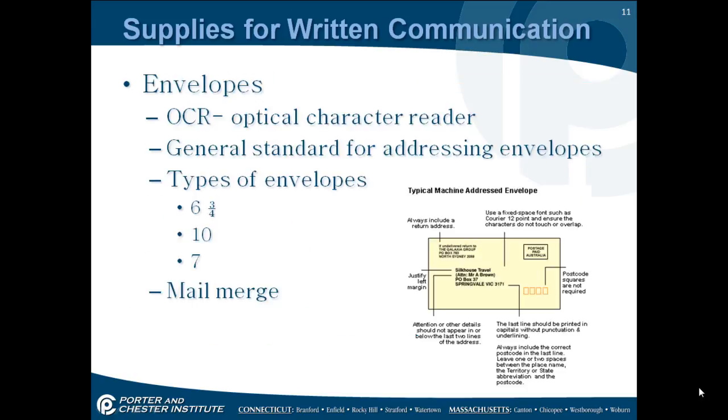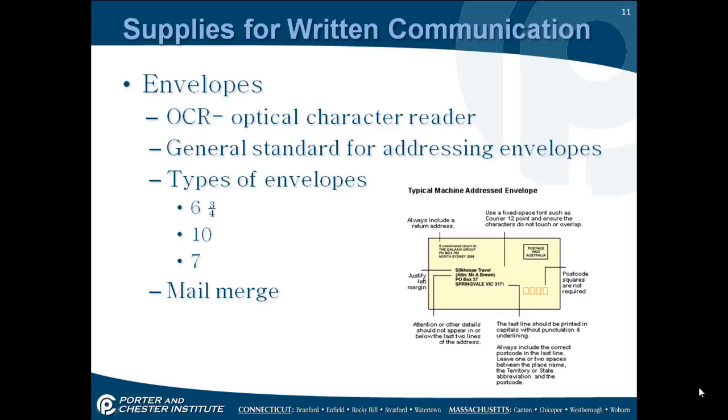Envelopes. Optical Character Reader. OCR. The United States Postal Service suggests that addresses on letters mailed need to be machine printed, uniform to the left margin. It should be formatted in a way that the OCR, the optical character reader, can recognize the information and find a match to the address.